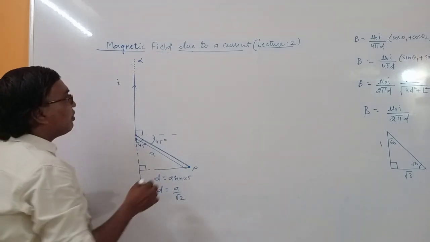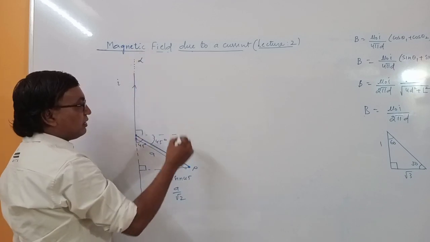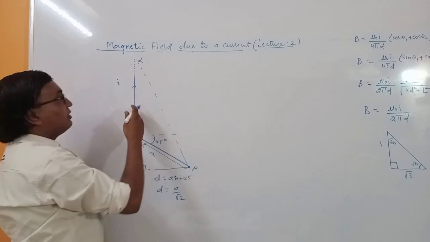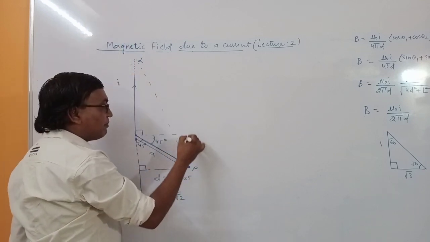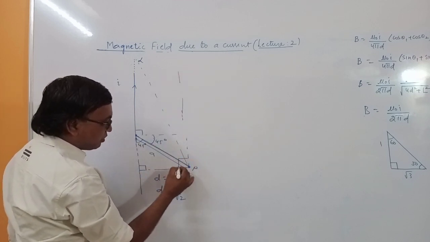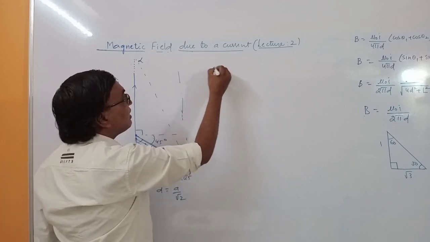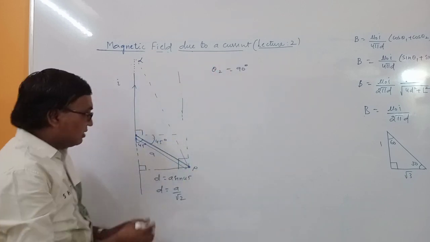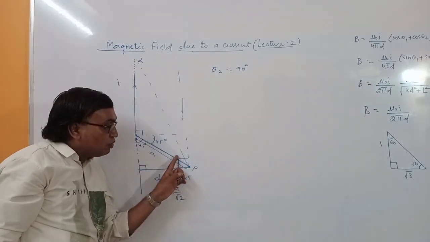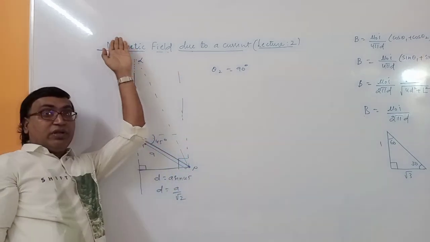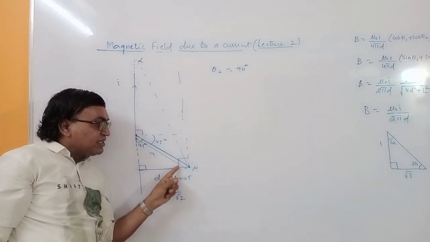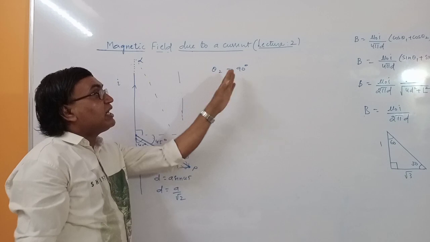Now we want the angle. This is semi-infinite, so first we will find theta 2. When this line goes to infinity, it will become perpendicular to the perpendicular line. So 90 degrees. So here theta 2 is 90 degrees. You have to measure that angle from this perpendicular line. This line is going to infinity, so it will become parallel, and from this perpendicular line it will make an angle of 90 degrees. So theta 2 is 90.